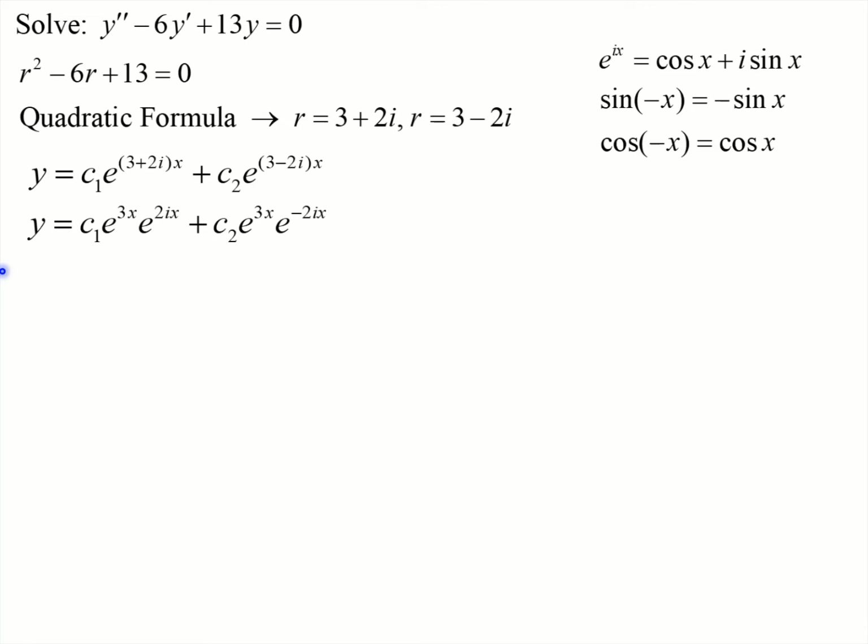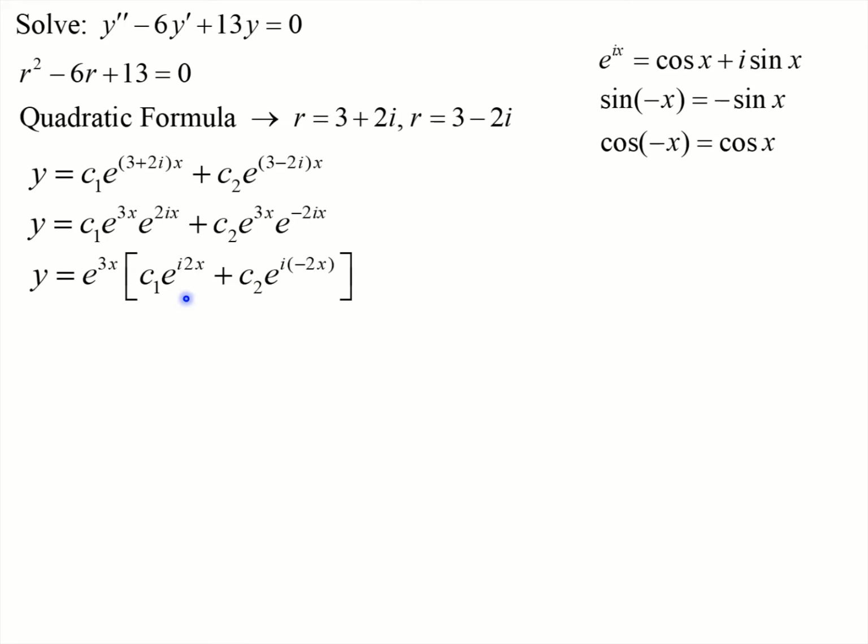We're going to write out, the first term is c1 e to the 3x times e to the 2ix. And then the same thing with the second term. Each of these terms have an e to the 3x in common. I'm going to factor that out. And now I have c1 e to the i 2x, and then this one's plus c2 e to the i negative 2x.